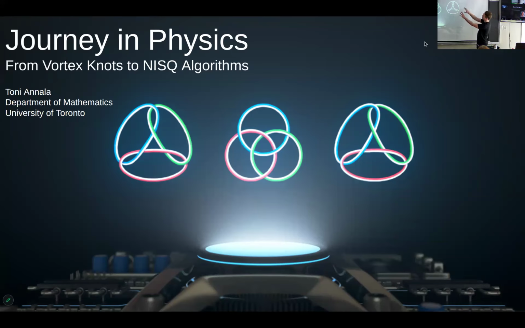Also, there are two aspects of this story. The vortex knots work was already done a couple of years ago, and unfortunately for the NISQ algorithm parts, there's not so much I can say publicly yet. That will change during this year, but we'll have to wait a little bit.